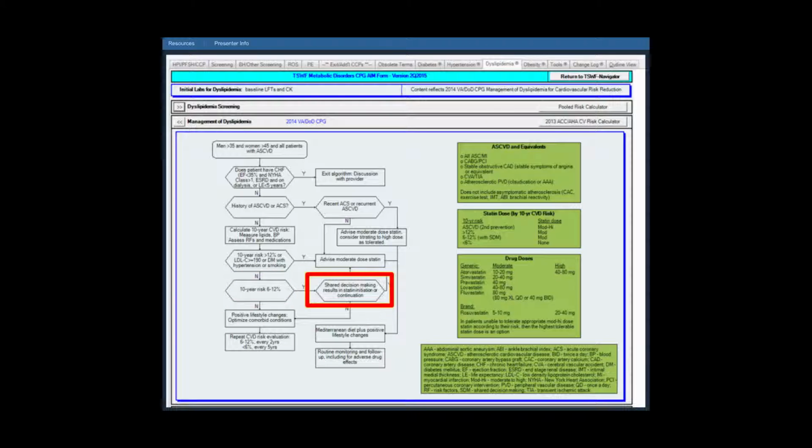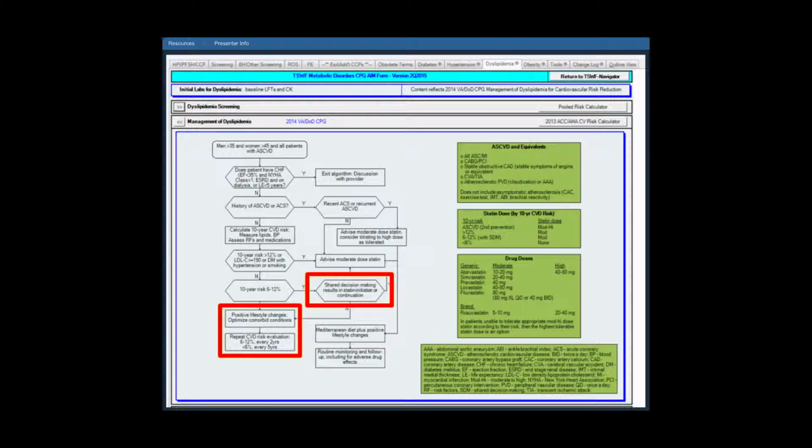That brings us over to here. Shared decision-making results in statin initiation or continuation. Now notice here there is still a decision point. If, after an educated discussion, the patient isn't willing to take medication, we encourage positive lifestyle changes, optimize his comorbid conditions like his hypertension, and recheck his cardiovascular risk again in 2 years.